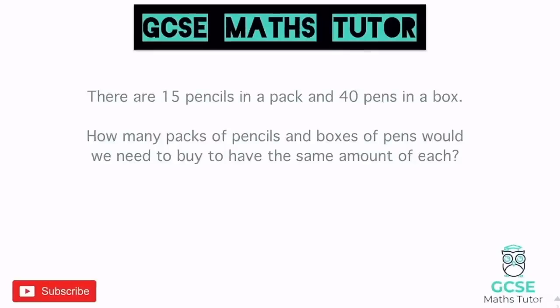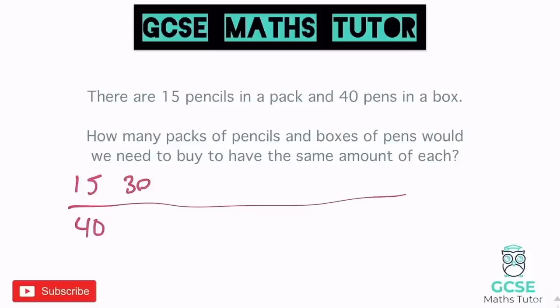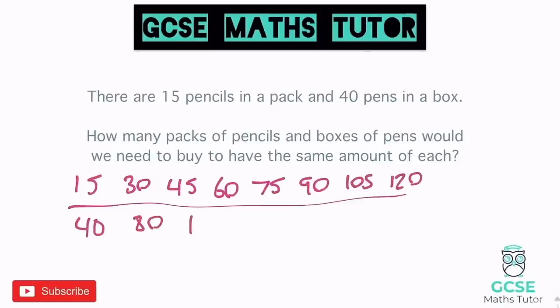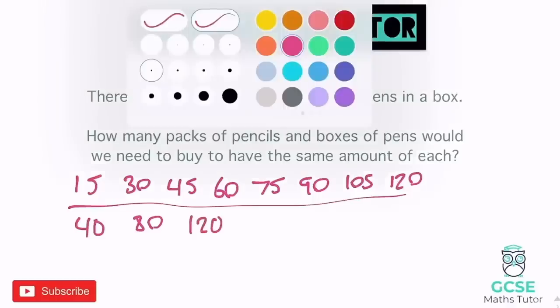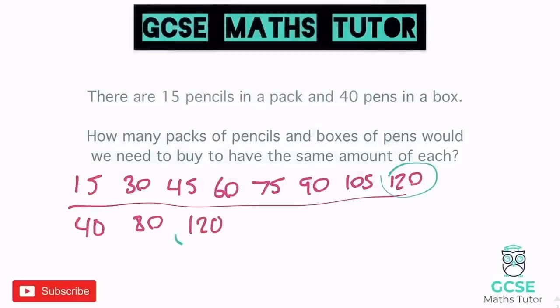Okay, so there are 15 pencils in a pack and 40 pens in a box. How many packs of pencils and boxes of pens would we need to buy to have the same amount of each? So we're looking at lowest common multiple, so 15 and 40. I'm going to do a list of their times tables, so 15, 30, 45, 60, 75, 90, 105, 120. And there it is, I know that 40, 80, 120, that's going to be our lowest common multiple there. So the question said how many packs of each, so that is 1 on the top.